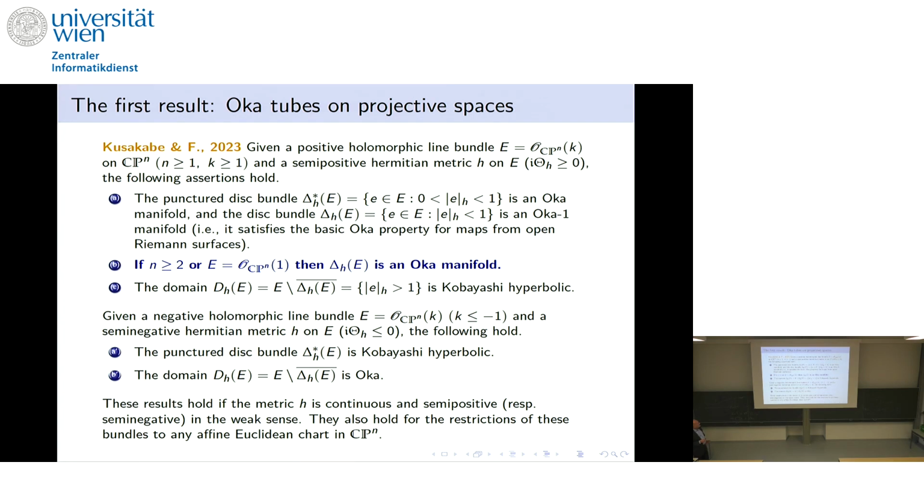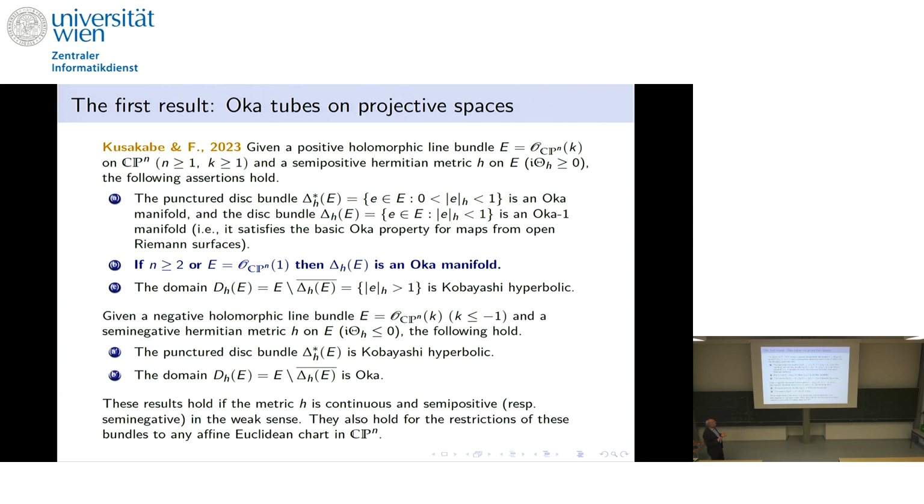First of all, the punctured disk bundle, this means I remove the zero section from the disk bundle, is always OCA, and the disk bundle itself is OCA_1. I didn't introduce this condition, but OCA_1 essentially means the same thing as OCA, except that I'm not using all Stein manifolds as sources, but only open Riemann surfaces, holomorphic curves. So an OCA_1 manifold, which was only introduced this year, means it's a manifold with an abundance of open holomorphic curves.